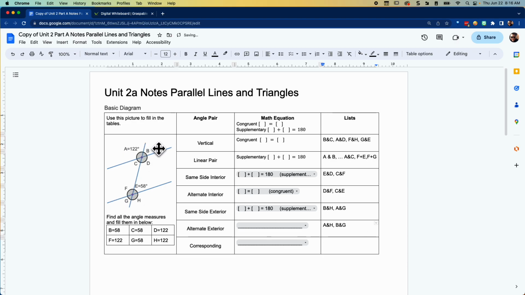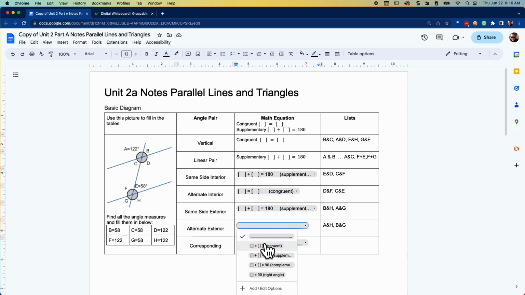Now notice this relationship. We have A and H, big angle and big angle. B and G, little angle and little angle. So we have matching pairs that are equal to each other, or one equals the other, so that makes them congruent.